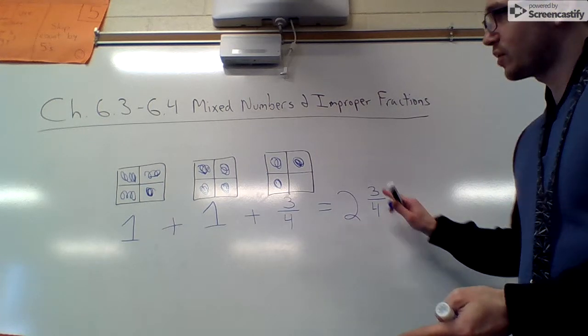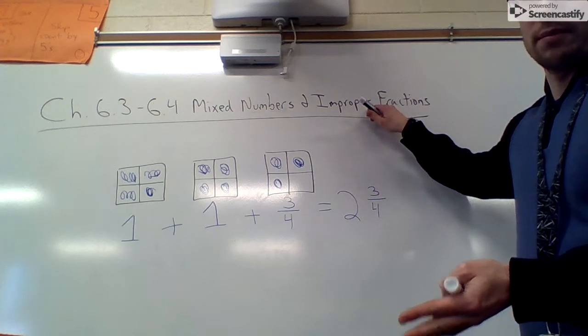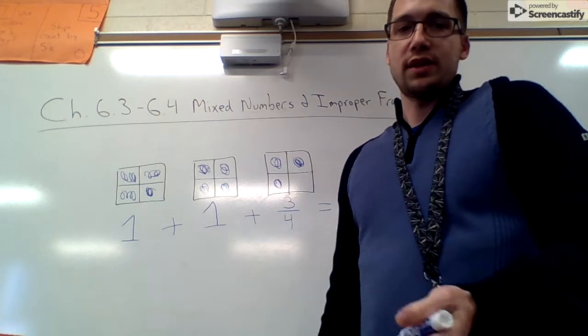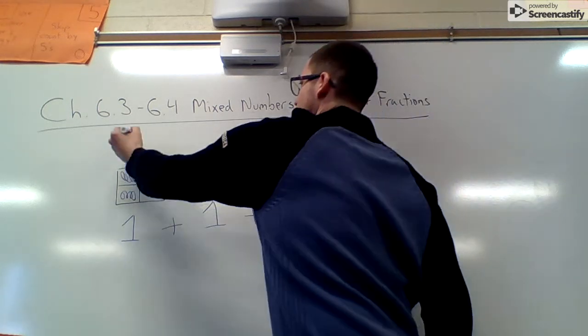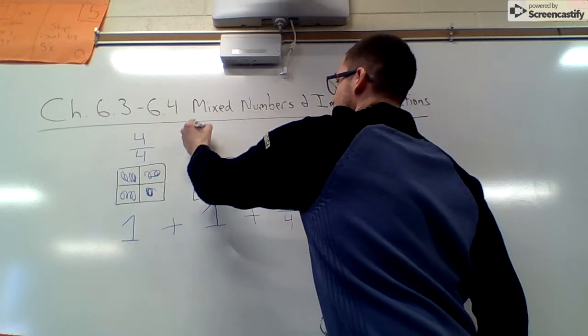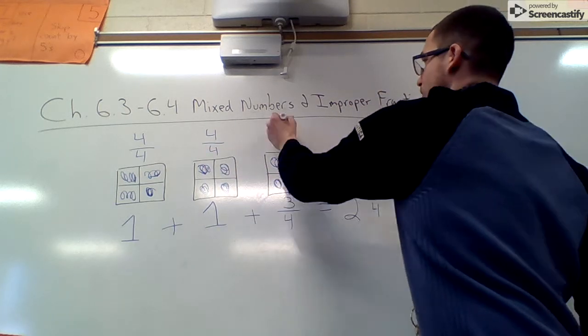Now, let's view this picture in a little bit of a different way. Let's think about it in terms of an improper fraction. So instead of calling this one whole, what if I named it in terms of the number of parts it has? Instead of calling it one whole, I could call it 4/4. I could also call the second one 4/4, and I could call the third fraction 3/4.